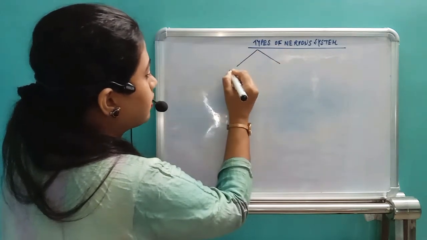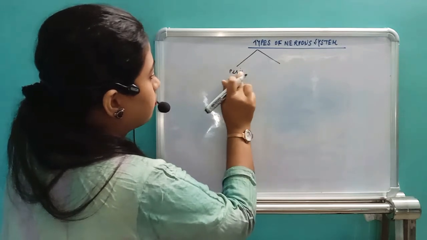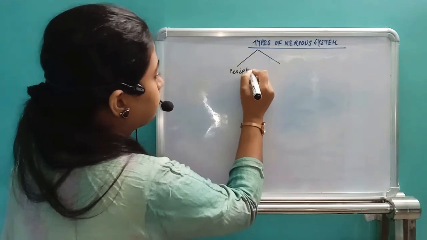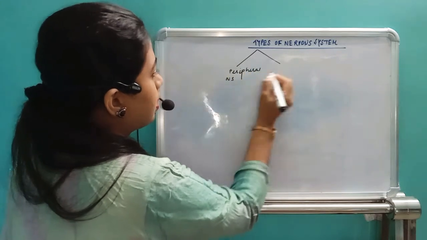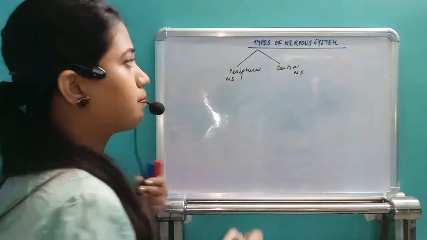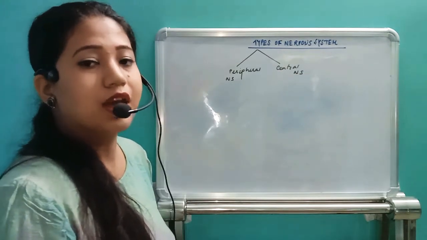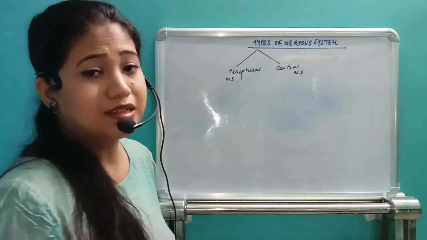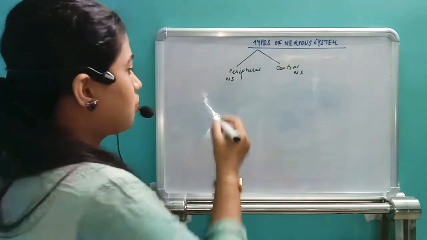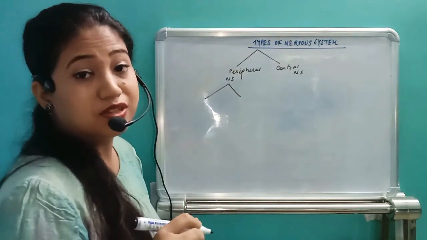One is called the peripheral nervous system, and then we have the central nervous system. So the nervous system is broadly divided into two. One is peripheral and another is the central nervous system. In the peripheral nervous system, once again there are two types we have.